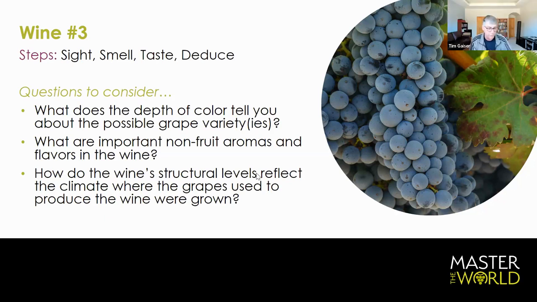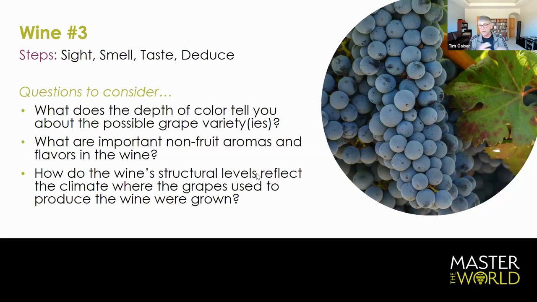So we're into the red wine universe here. And let's take a look at our questions, right? I didn't do that last time. So the first thing is look at the depth of color. And what does it tell you about the possible potential grape varieties which the wine was made? Are they thinner skin, lighter pigmented, deeper pigmented, thicker skinned? And then what else? What might that tell you about the climate and where they grow thinner skinned grape versus thicker skinned grapes? And then what are the most important non-fruit aromas?